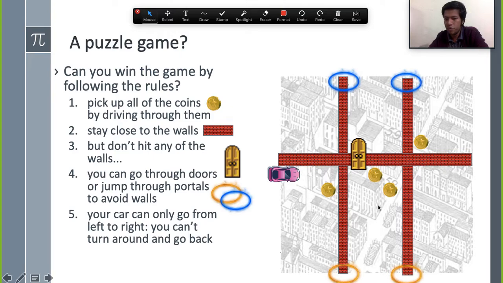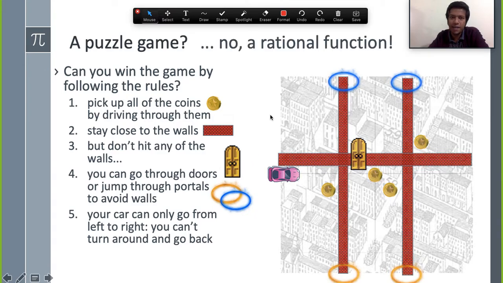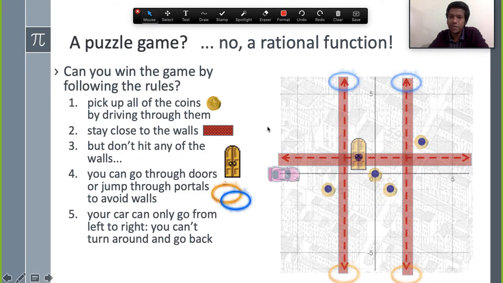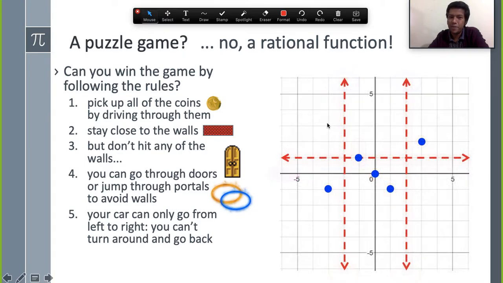So you will have to grab all the coins from here. How do you do that? And is this a puzzle game? No, it actually represents the rational function. See, these walls are actually your vertical asymptote, horizontal asymptote, that kind of thing. You have to stay close to the wall. That means you will always have to stay close to the asymptote.